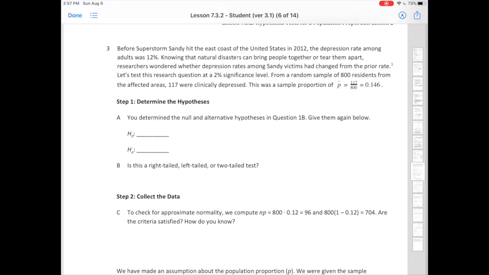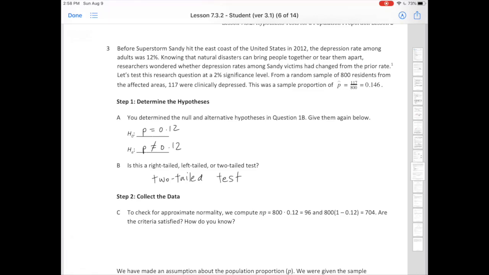Okay, so let's determine the hypothesis. We already got these in question 1b. Remember we said that the null hypothesis is that the depression rate is the same, so 0.12. And the alternative hypothesis, remember they were just wondering if it is different now. So we're going to write p is not equal to 0.12. Is this a right-tailed, left-tailed, or two-tailed test? Well, because it's a not equal to, it is a two-tailed test.